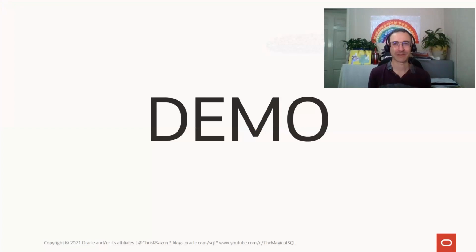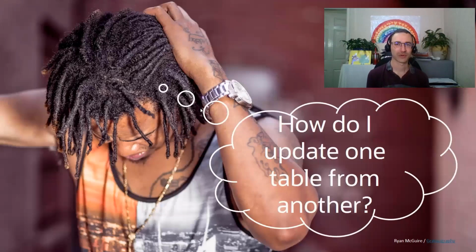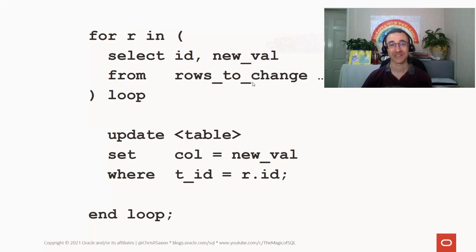So we talked a bit about the basics of update, locking rows, and avoiding lost updates. Let's look at another common question that comes up. You've got two tables of data, and you want to update the second table using the values from the first. This is quite a common question, and the basic approach a lot of people take is something like this.